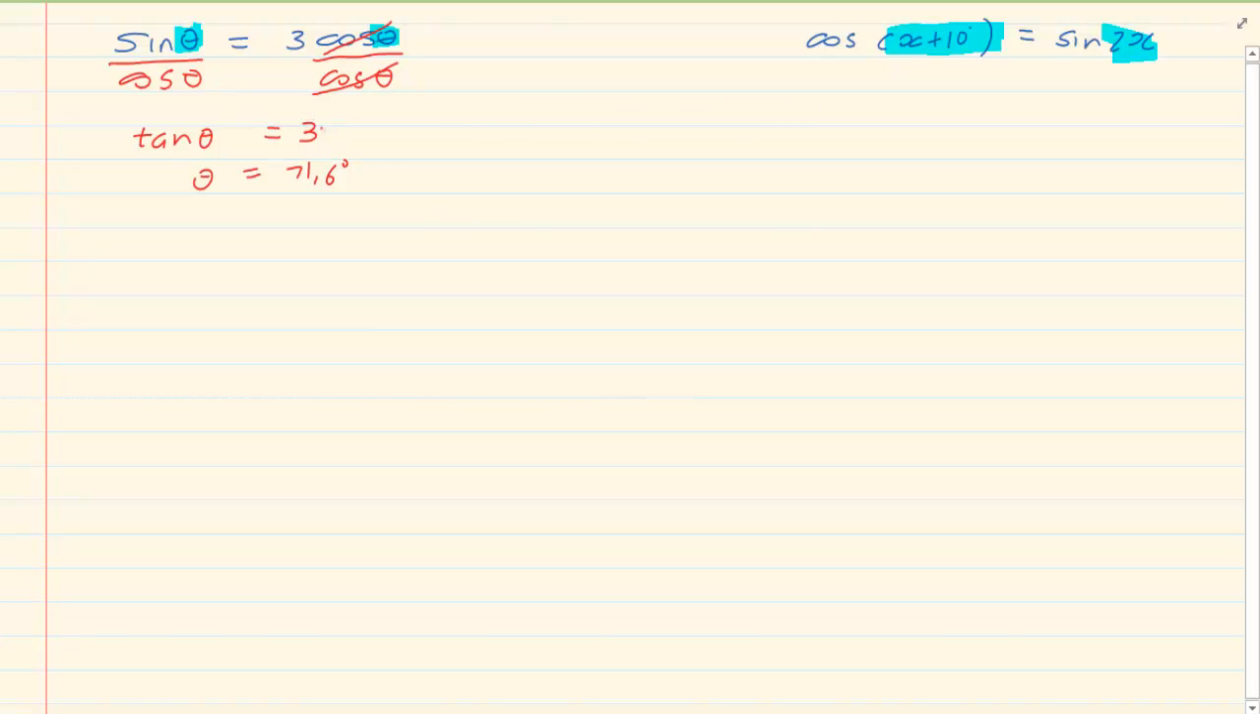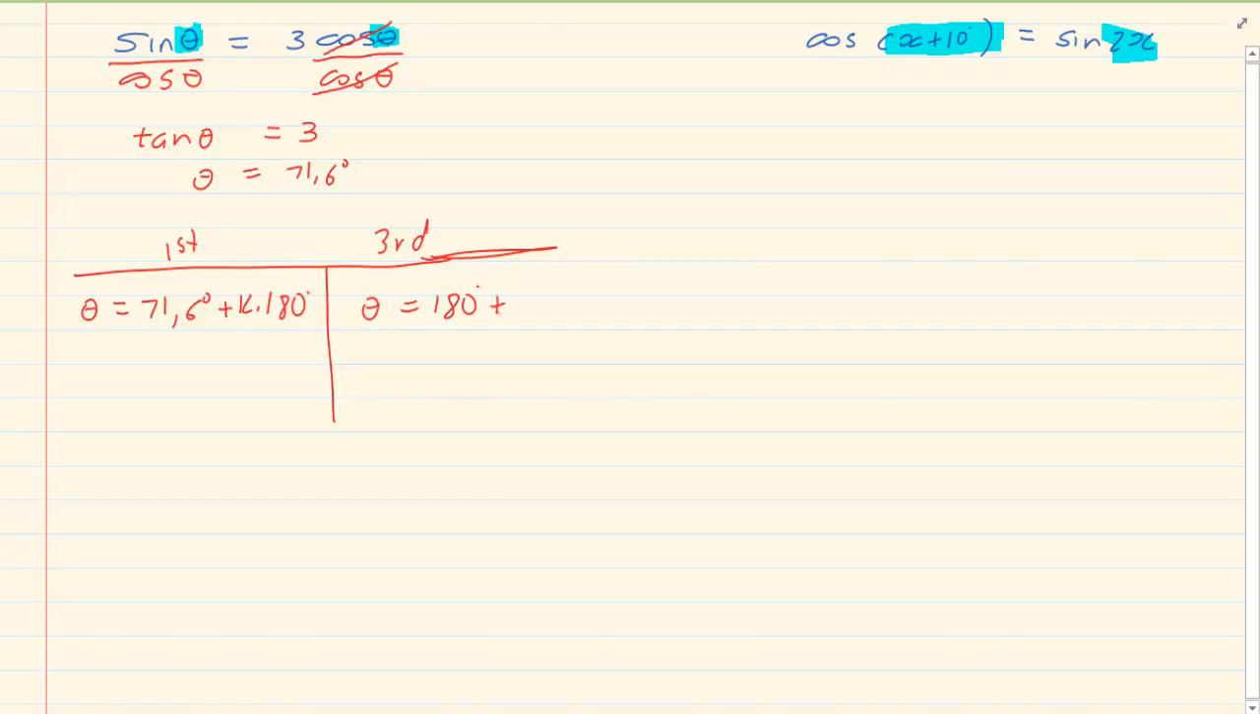We know that tan is positive. So if tan is positive, it's positive in the first and in the third quadrant. So for the first quadrant, we have theta is equal to 71,6 degrees plus k 180, and for the third quadrant we have theta is equal to 180 plus 71,6 degrees plus k 180. Theta is equal to 251,6 degrees plus k 180.